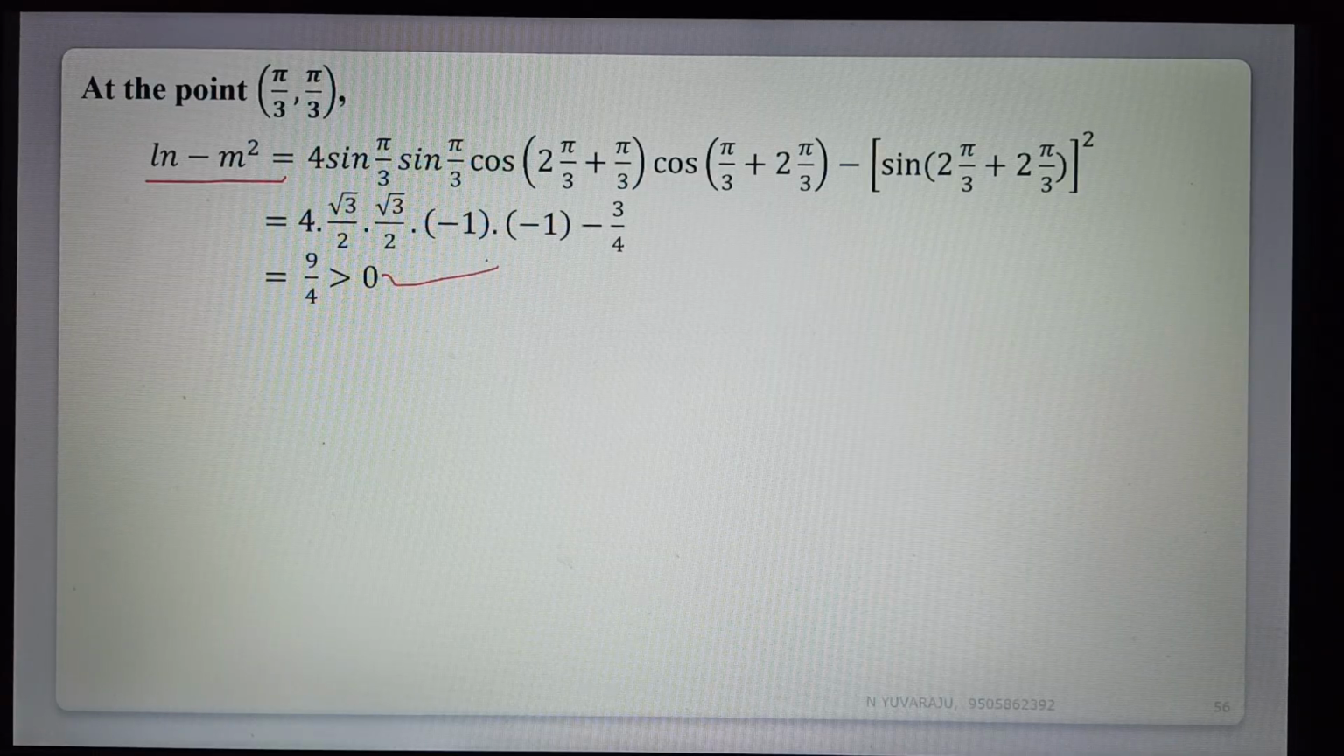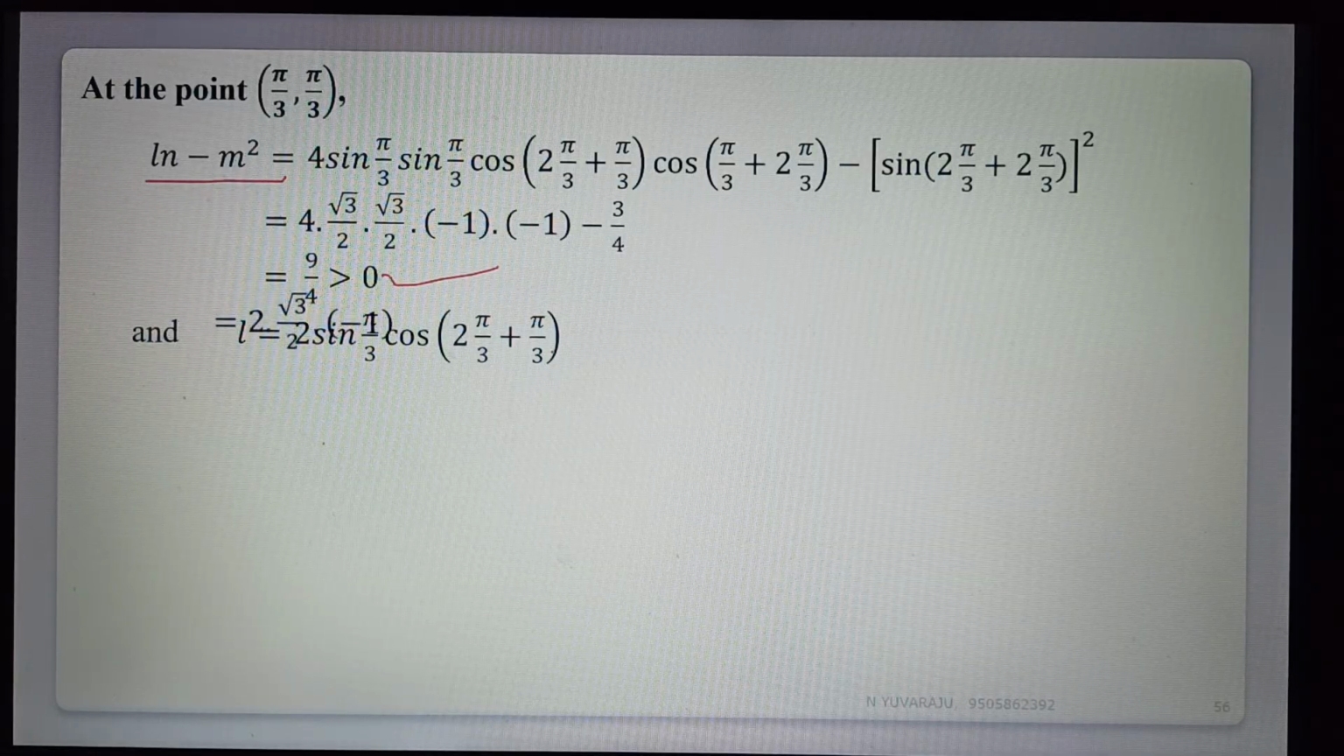9/4 is positive, so ln minus m square is positive, so a maximum or minimum exists. Next, L value: L is equal to 2 sin(π/3) cos of (2π/3 plus π/3). So that is 2 into root 3 by 2 into minus 1, that is equal to minus root 3. L is negative, so the function is having a maximum, that is proved. So the function u has a maximum at the point (5/3, 5/3).